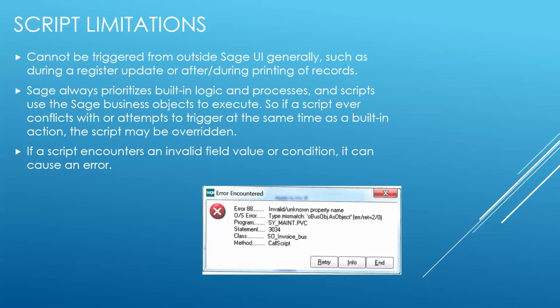And that's the other thing that I have an image here for. If a script encounters an invalid field value, if it tries to perform an illegal action, the most common being if it tries to divide by 0 in some sort of a calculation, it'll output an error, and that can also be a problem when a script is triggering.